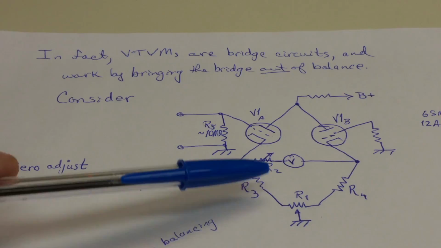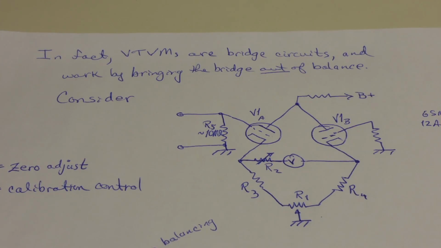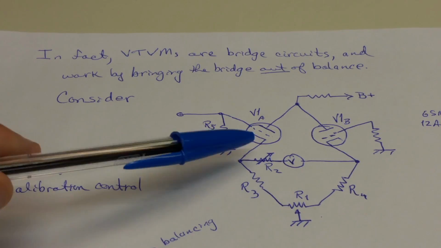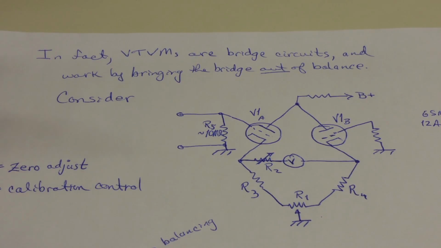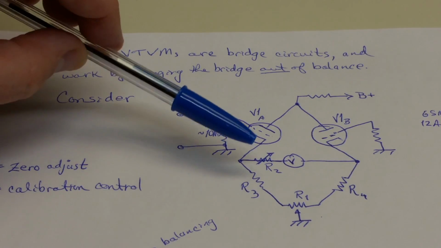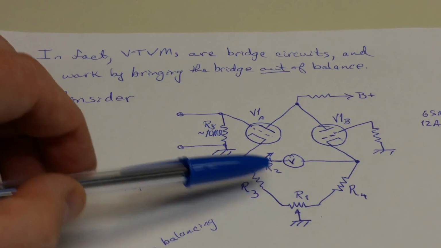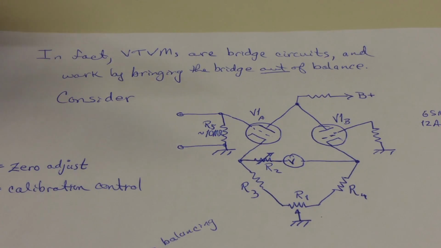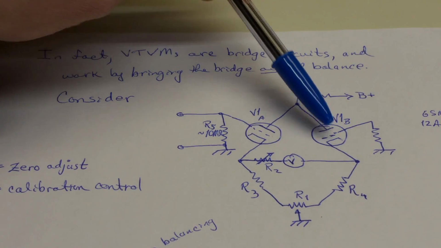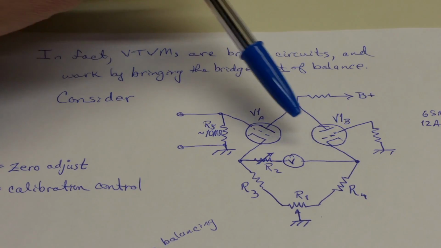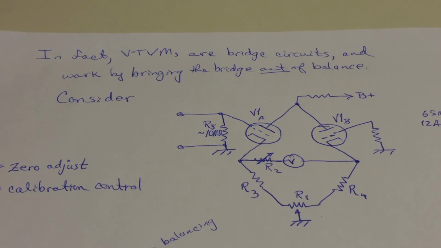R1 and R2 are potentiometers that are usually small in value, and they're adjusted so that you have this 0. R1 is usually called the zero adjust, and R2 is a calibration control. And these are meant to adjust just very small changes that take place over the lifetime of these tubes that affect the current flow, the properties of the tubes themselves.